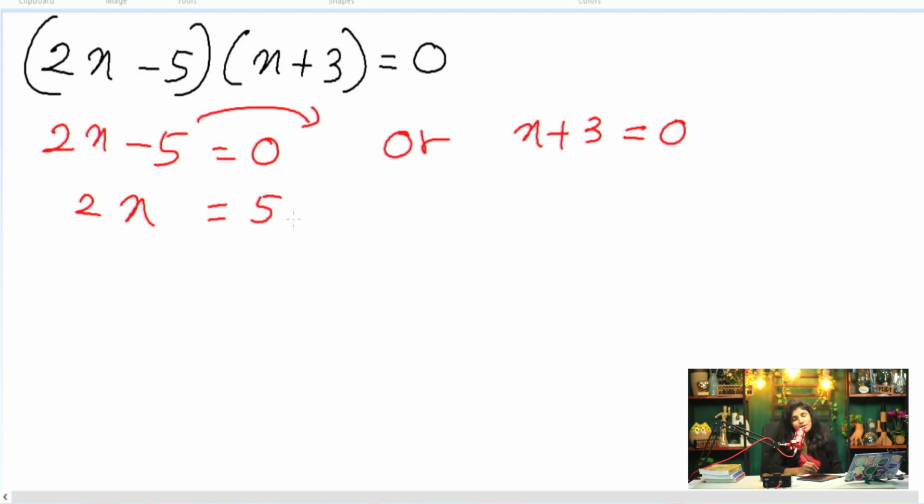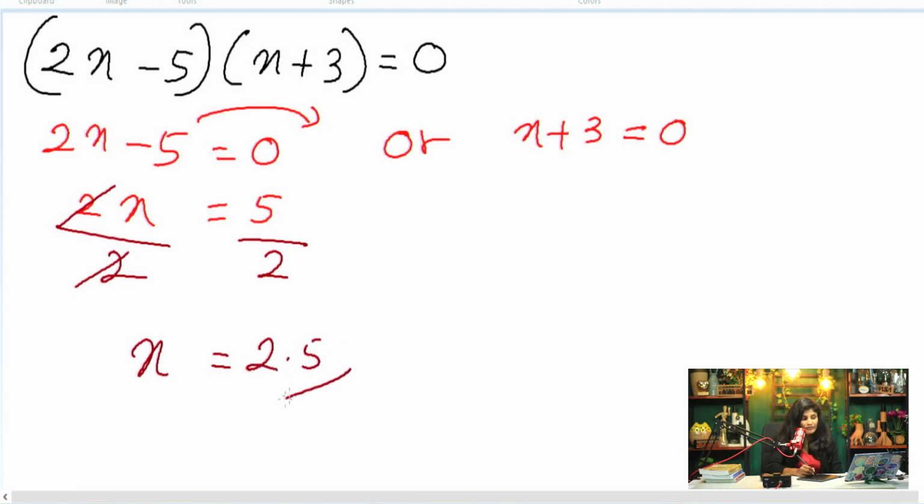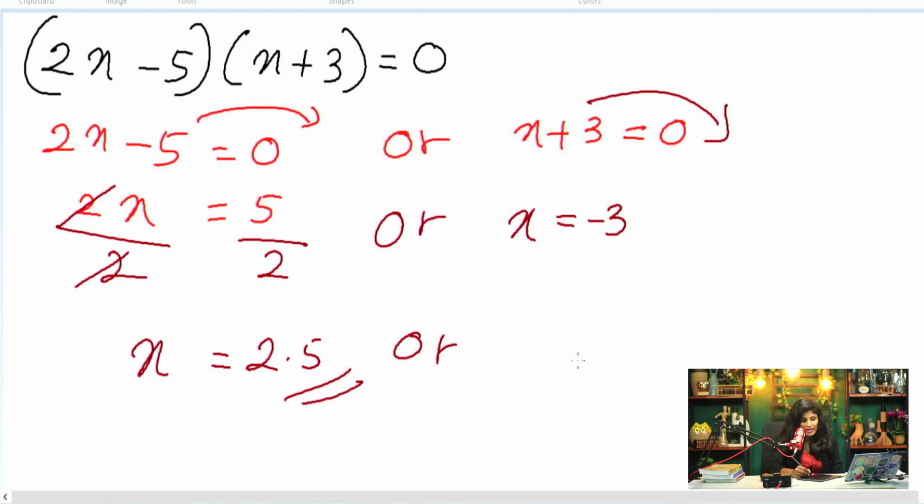So 2x equals 5, but we don't want 2x, we just want the value of x. So what do we have to do now? We have to divide both sides by 2. 2 and 2 cancel out. x equals 5 divided by 2, which is 2.5. Or x plus 3 equals 0. That means I will carry 3 to the other side, then x equals negative 3. Please write the answer on the same line, x equals negative 3, then it's clear for your teacher to check. That's it.